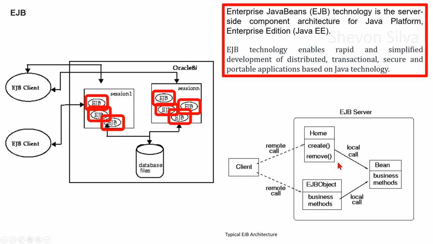And the EJB object, which acts as an RMI remote object visible to the client. It is automatically generated from an interface specification given by the application programmer. And a client to the EJB, which is written by the application programmer.